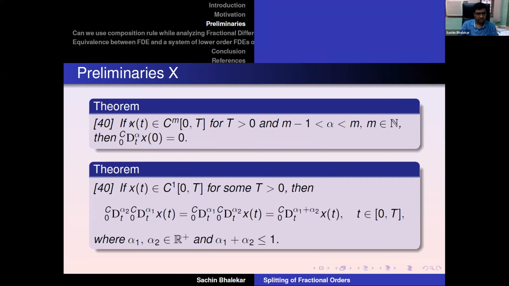The next result: if x of t is an m times continuously differentiable function on this interval 0 to T, and alpha is between m-1 and m, then the alpha order derivative of x evaluated at t equal to 0 is 0. If x of t is C1 on this interval 0 to T, then D^alpha2 D^alpha1 x of t is the same as D^alpha1 D^alpha2 x of t, and that is also the same as D^(alpha1 plus alpha2) x of t, where alpha 1 and alpha 2 satisfy this condition. This means if the sum of these two orders is less than or equal to 1, then we can have this result.